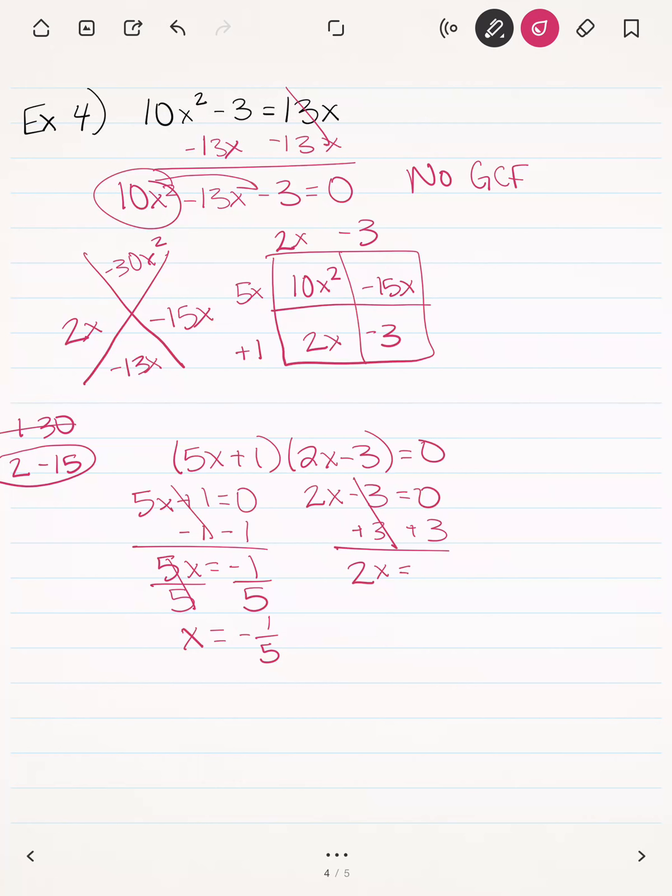2x equals 3. Then I need to divide both sides by 2. X equals 3 over 2. No need to turn it into a mixed number. Just leave it as an improper fraction. So my x-intercepts for this one would be a negative 1/5, comma 0, and 3/2, comma 0.